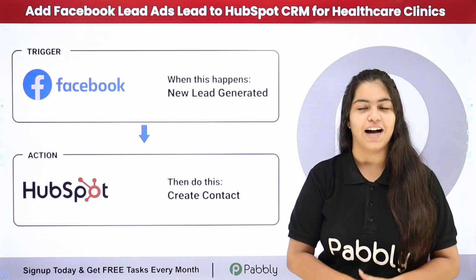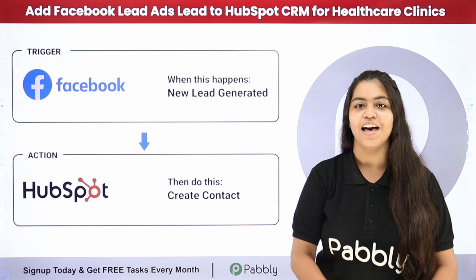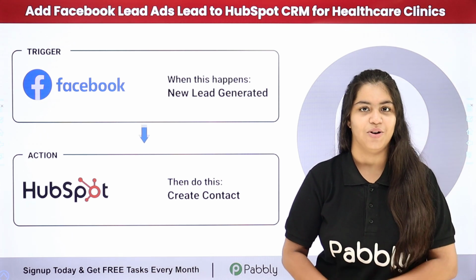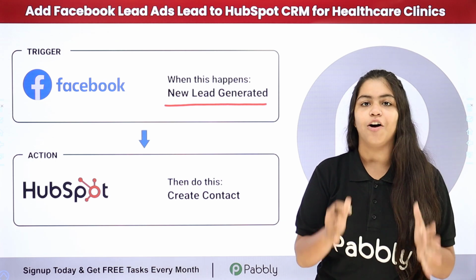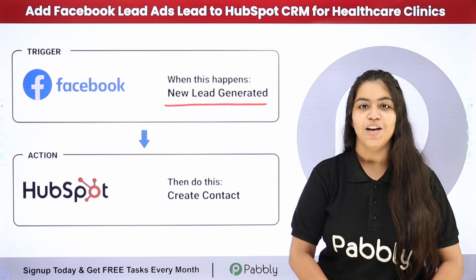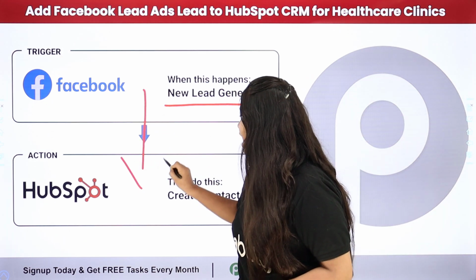I manage the marketing operations for a healthcare clinic and we use Facebook lead ads to grow and promote our business. Now to streamline this, what I want is that as soon as a new lead is generated from my Facebook lead ads, automatically the details of that lead should be added to my HubSpot CRM. So to do this, we are going to create a connection between Facebook lead ads and HubSpot.